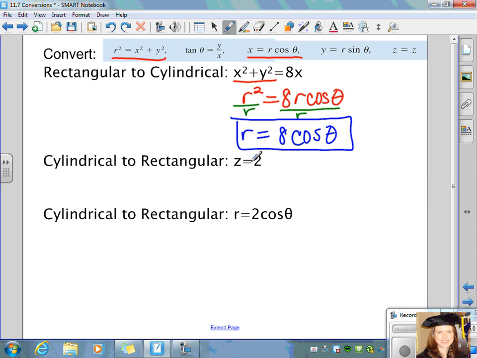Now for this middle example, I don't have a lot of space here to do the conversion, but the cylindrical equation z equals 2 is the plane in space that's parallel to the xy plane. The conversion equation here is simply z equals z. So if we are converting and we're just using z equals z, then z equals 2 in cylindrical is exactly the same thing as z equals 2 using rectangular.